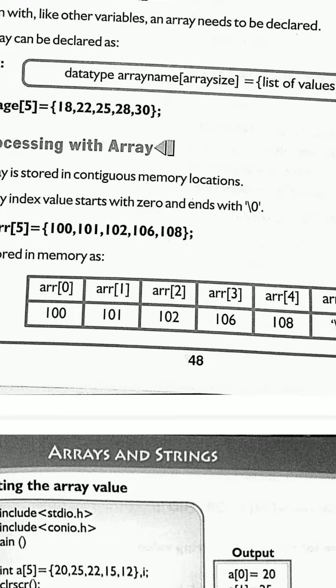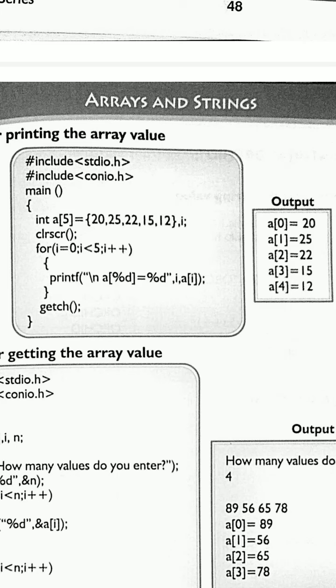Now we are going to see an example program. We are going to print the values of an array by using a for loop. In the previous class we have seen what a for loop is. A for loop is a looping instruction. Looping instruction means a particular set of instructions will be repeated again and again until the condition is satisfied.